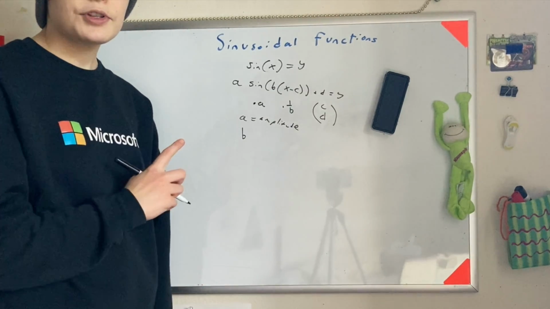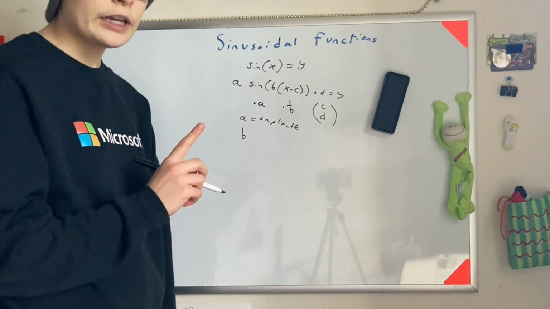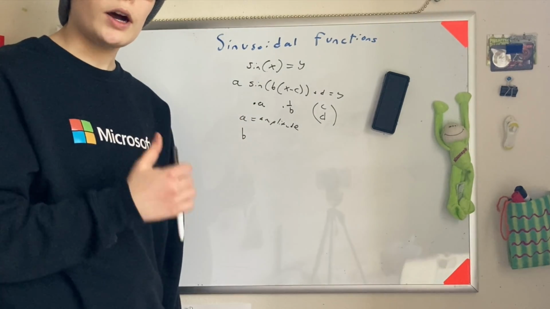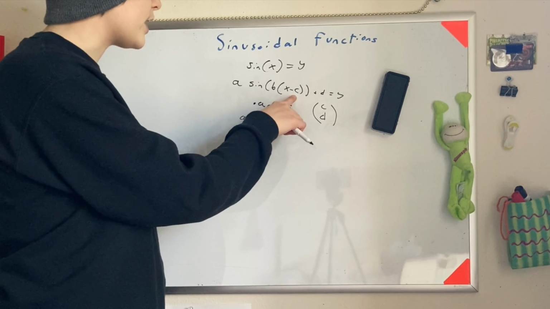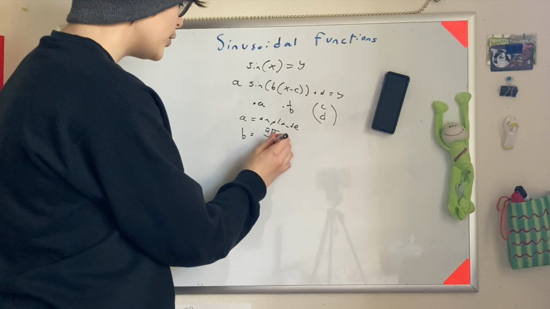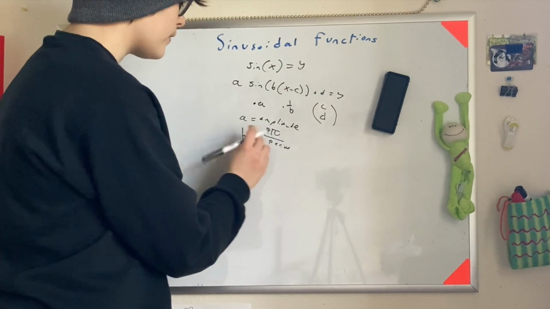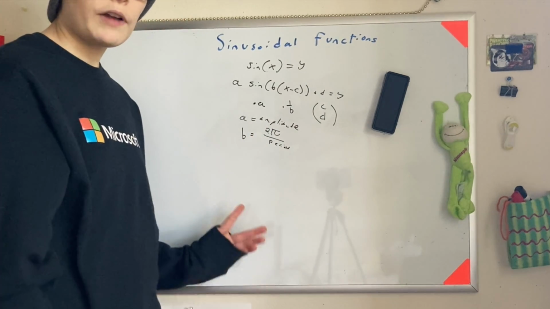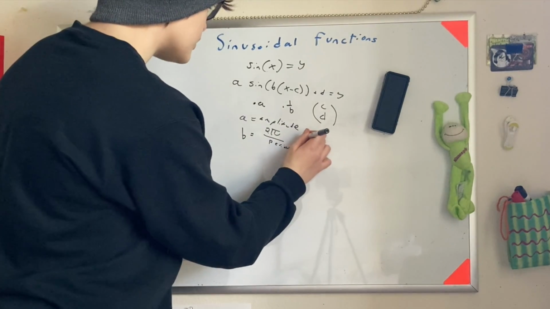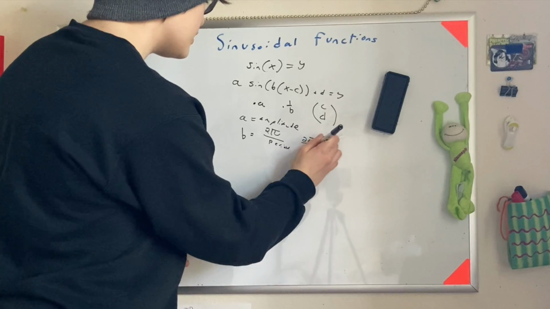B is used to find the period, and it's in a very interesting way. We know that sine of x has a period of 2 pi, and so now to get the period we want, we have to multiply what we're taking the sine of by b. And so that factor would be 2 pi over the period. We would divide 2 pi by the period to find what value we multiply 2 pi by to get our period. And this also means that 2 pi over b equals the period.